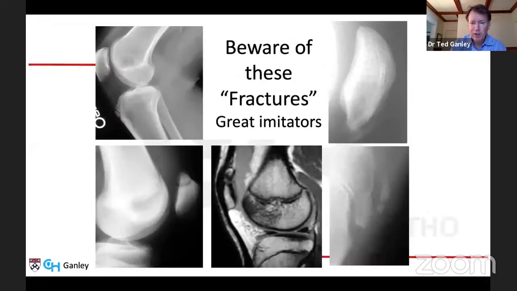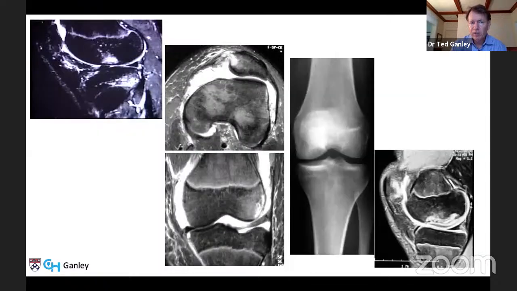Beware of these quote-unquote fractures, which are the great imitators. The ossicle following Osgood-Schlatter's in the upper left, Sinding-Larsen-Johansson upper right, bipartite patella in the two on the lower left, and lower right is Osgood-Schlatter's itself, and we're all well aware of these. The bone and subchondral contusions associated with ACL injury and patellar dislocation, and those OCD lesions that are diagnosed and sent to you as fractures. I've had those diagnosed as tumors before, but these are other things to be aware of.